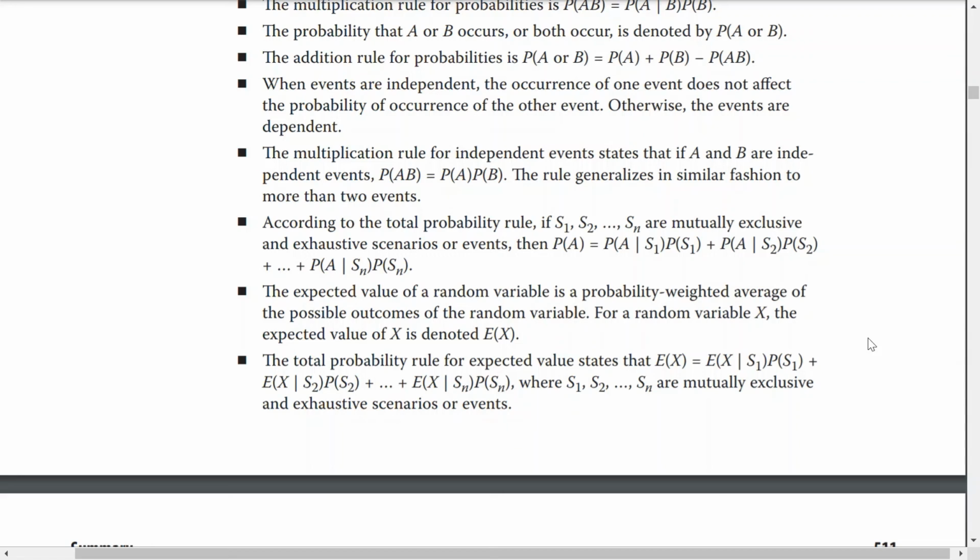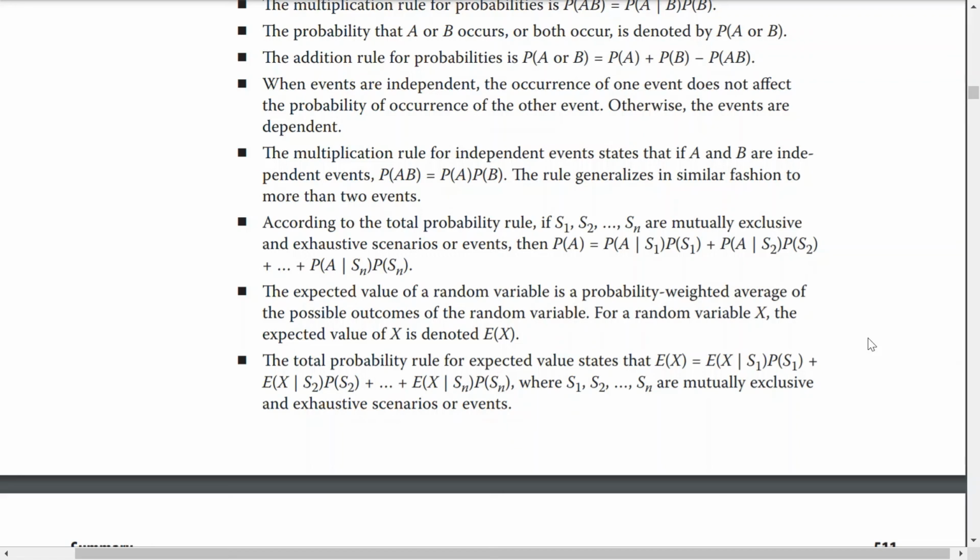Now, independent events. When events are independent, the occurrence of one event does not affect the probability of occurrence of another event. Otherwise, the events are dependent. The multiplication rule for independent events states that if A and B are independent events, P(AB) equals P(A) multiplied by P(B).